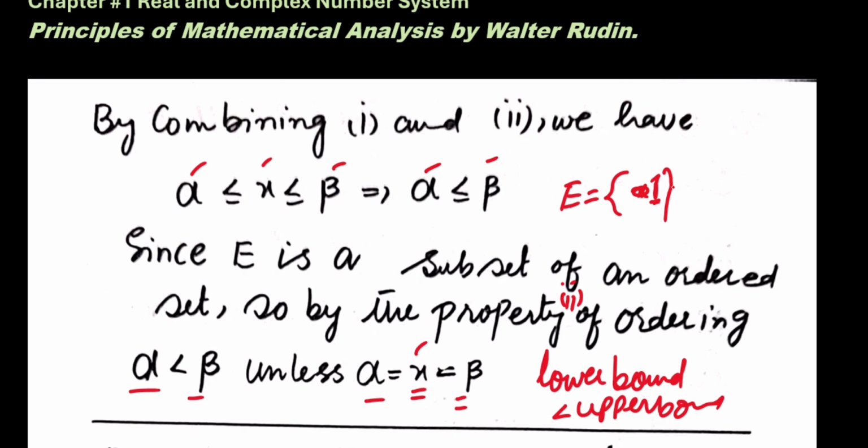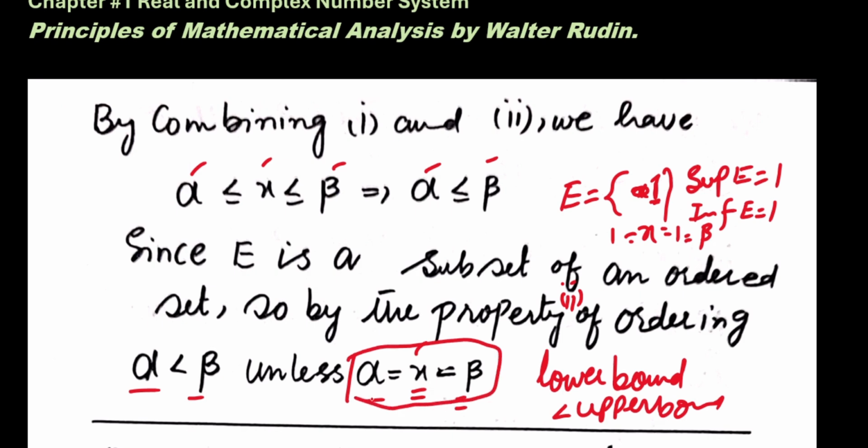Now, what is the least upper bound of E? The least upper bound, that is the supremum of E, is equal to 1. And what is the infimum of E? The infimum of E is also equal to 1. So in this case, your x is equal to 1, your upper bound and lower bound are all equal. So this is possible when your set is a singleton set.